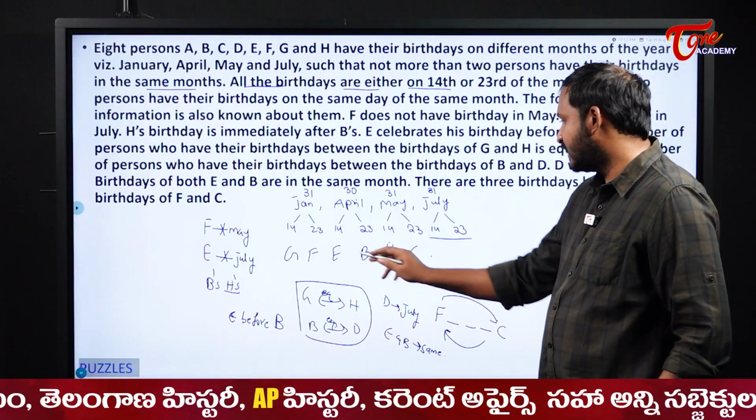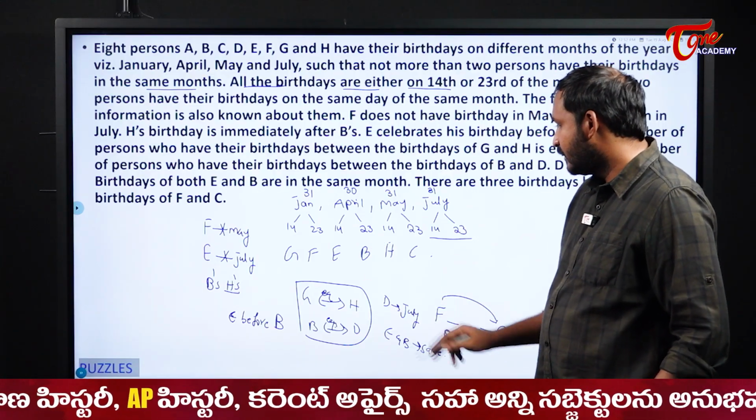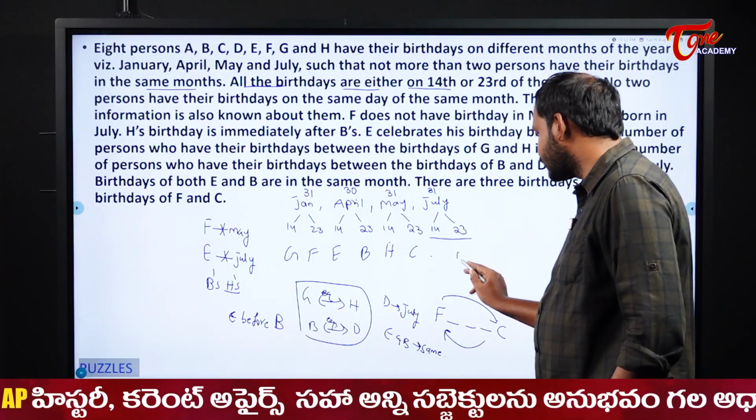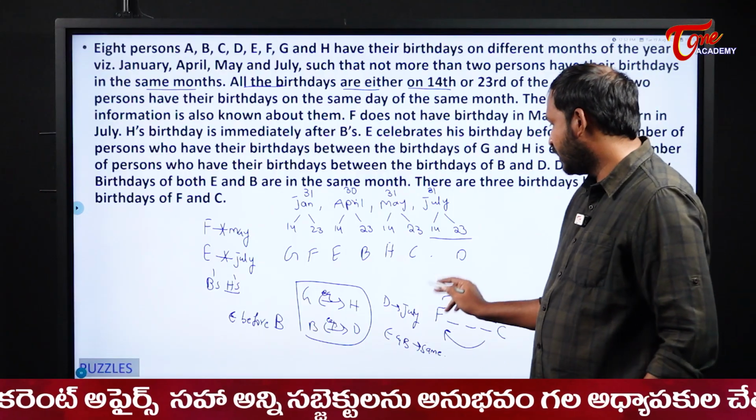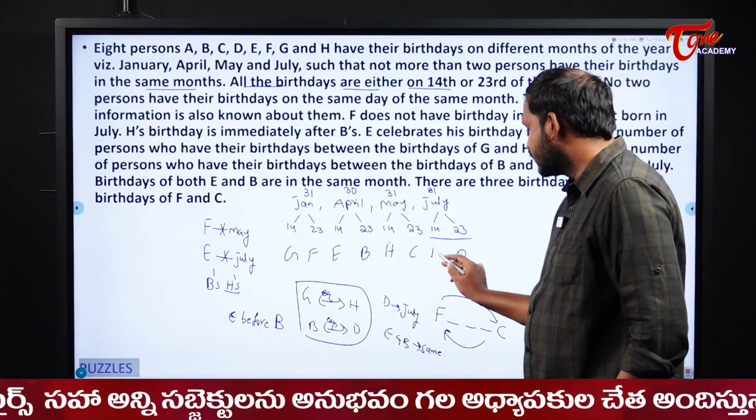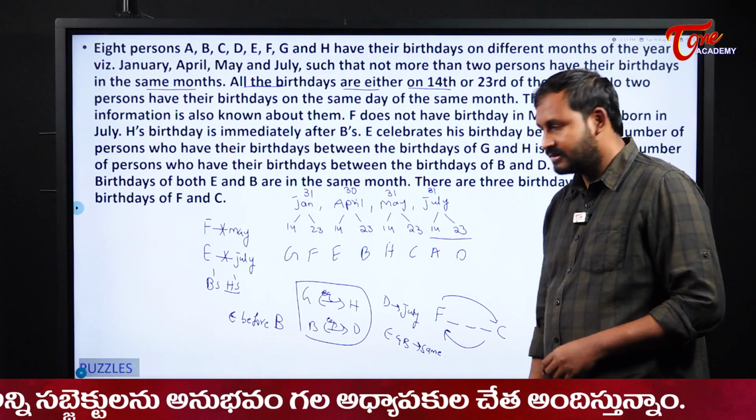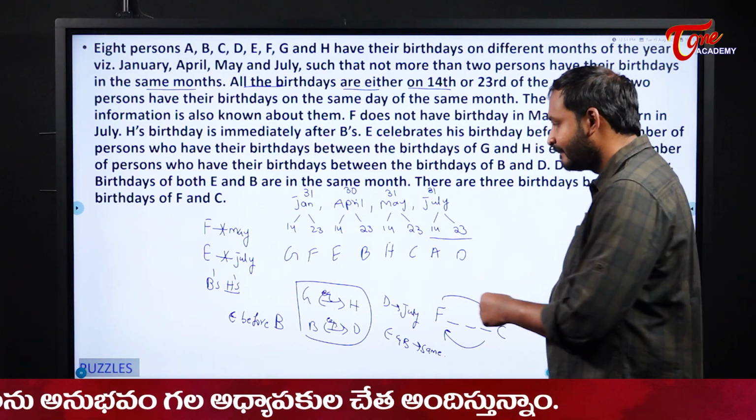G here and H. Between G and H, 3 people are there. Between B and D also 3 people, right? So D will come here. So the only person left for me is A. So this is the final arrangement. Yes, by this assumption we can make it.